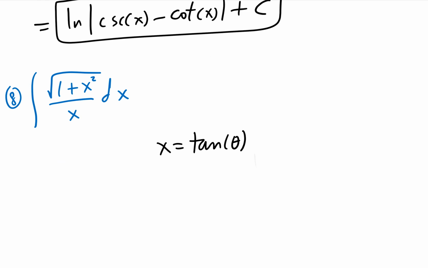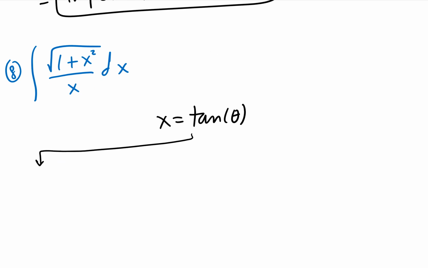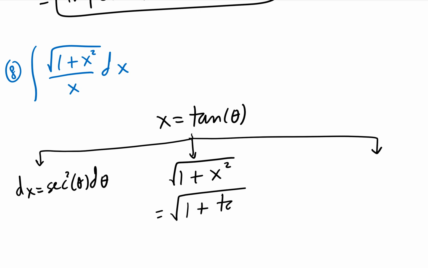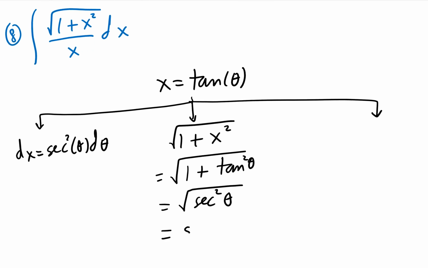And then as we always do in trig sub, we have 3 things to find here. First one is dx, which is secant squared theta d theta. Next one, 1 plus x squared, so 1 plus tangent squared. And now you know 1 plus tan squared is secant squared, which comes outside the root as secant theta. And for the last step, we solve for tan theta. Tangent theta is x, or x over 1.